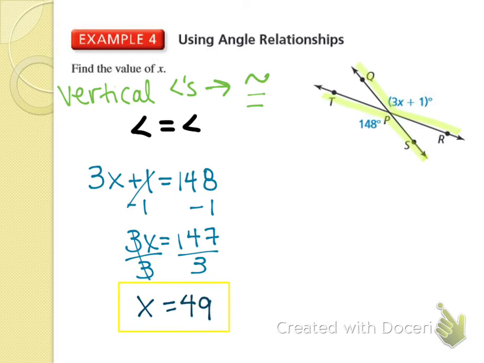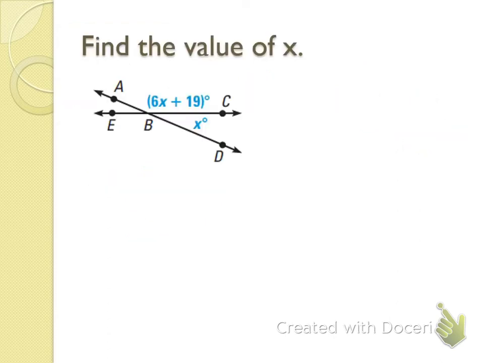What is a way I could check my answer? I could plug it in. And what should that angle equal? 148 degrees. If you have vertical angles, they equal each other. All right, we're going to skip the bottom section for now and go back to it tomorrow as a review. We're going to move on to this question.